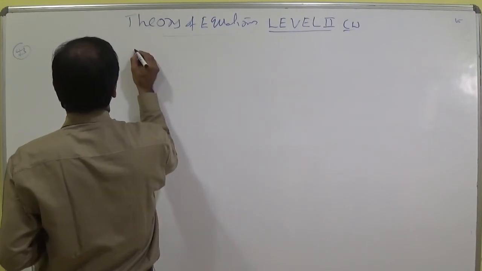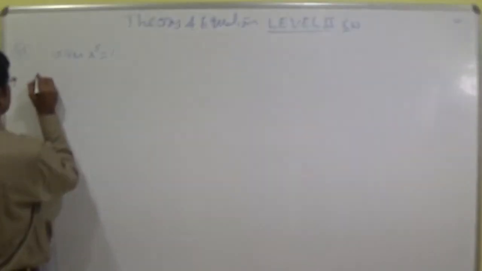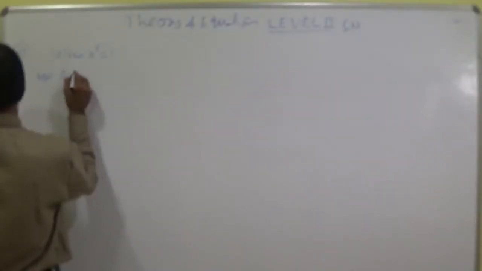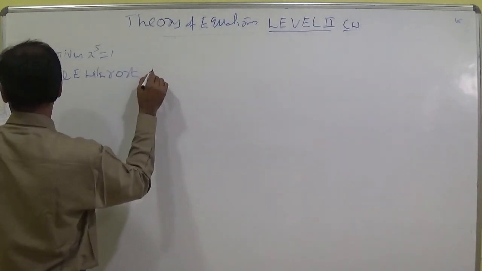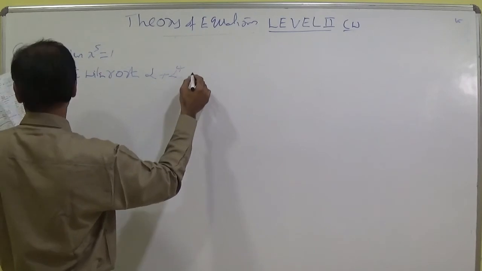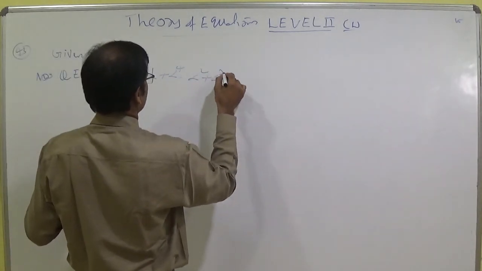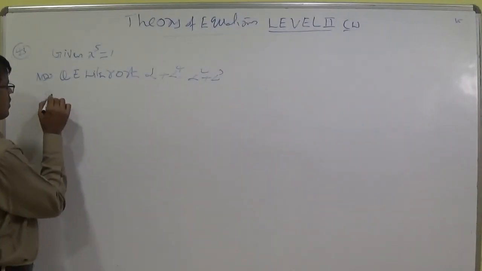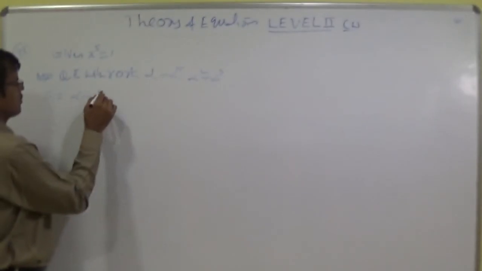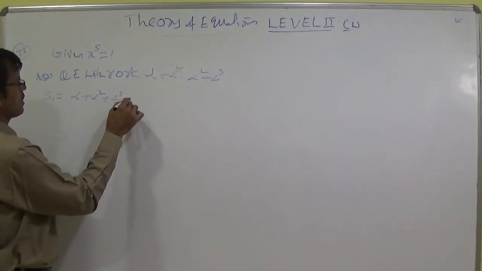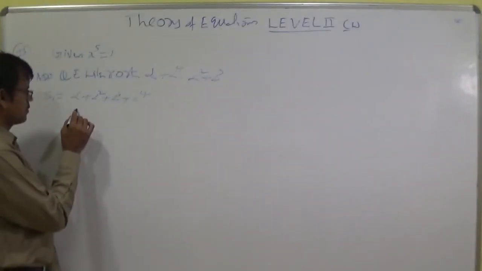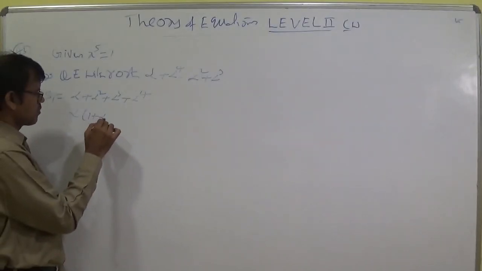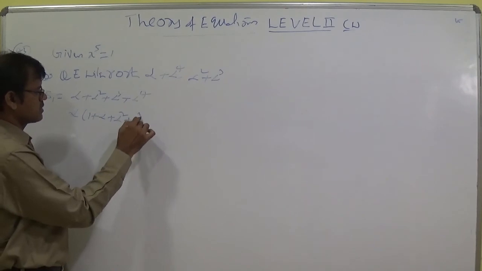So, now the quadratic equation is asking for roots alpha plus alpha power 4, comma, alpha square plus alpha cube. Now the sum of roots I am taking. Sum of roots is equal to S1, meaning alpha plus alpha square plus alpha cube plus alpha power 4. Alpha you take common, it becomes 1 plus alpha plus alpha square plus alpha cube.